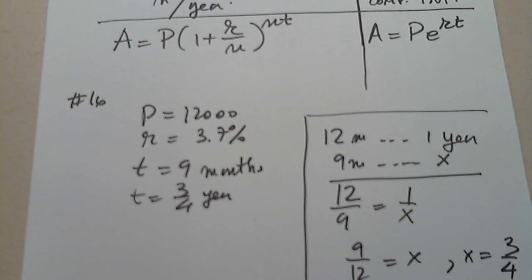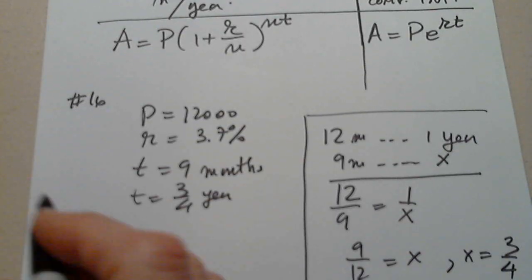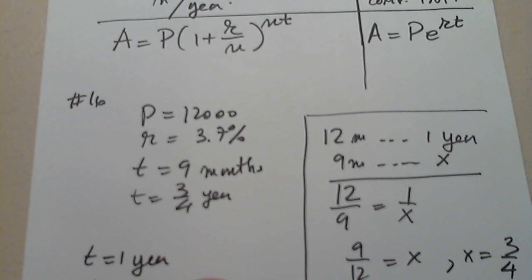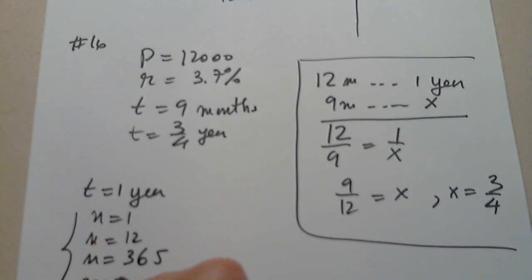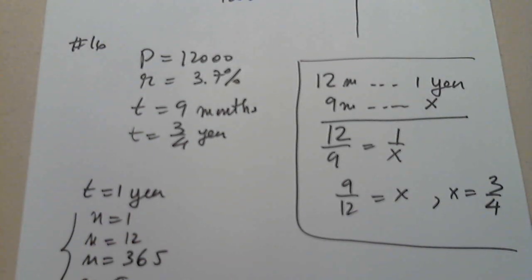Good. So now we go back to the problem for a moment. And it says annually, which means n equals 1. I'm sorry, n equals 1, once a year. Monthly, n equals 12. Daily, we consider 365. And then continuously. And then we'll talk about the doubling time. So these are the options.